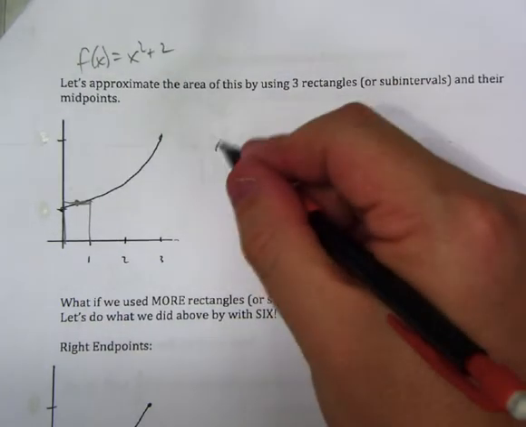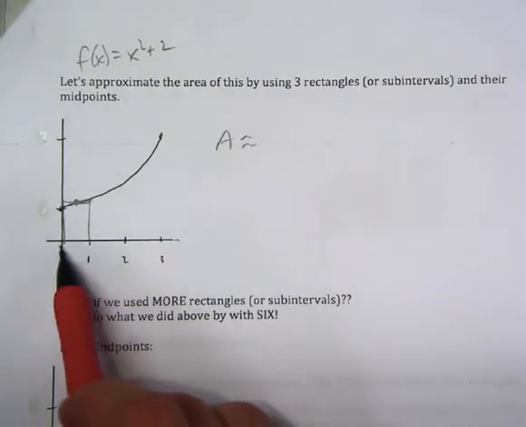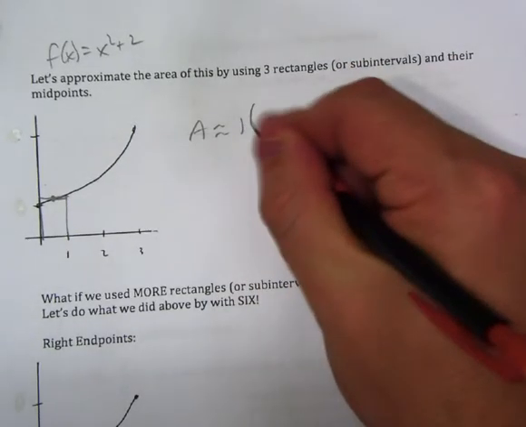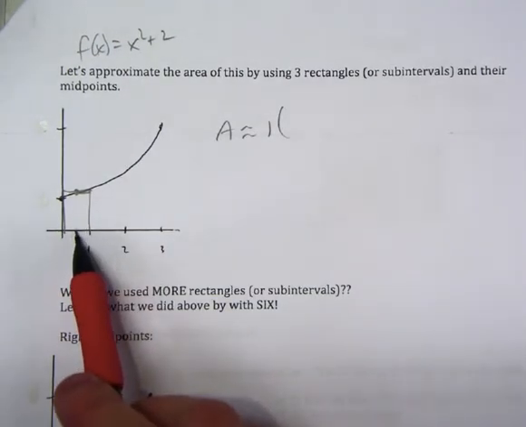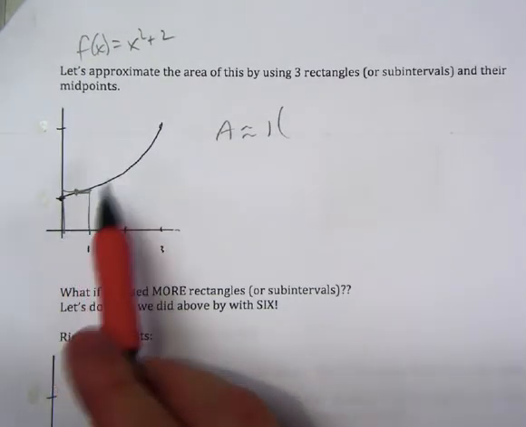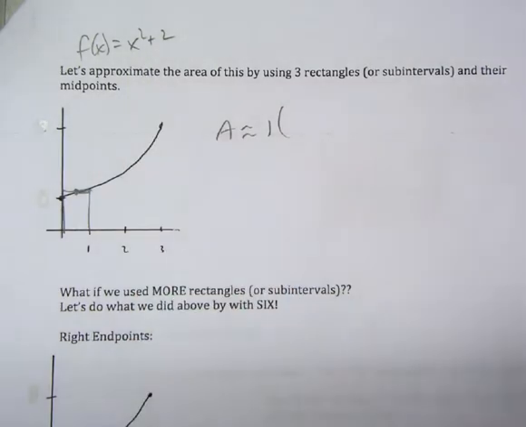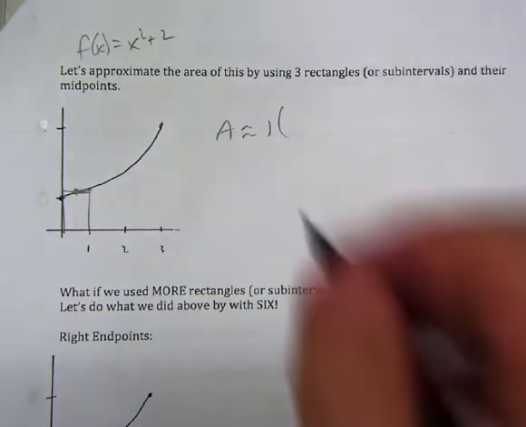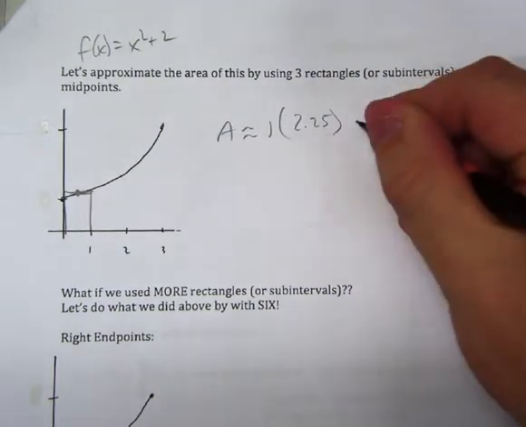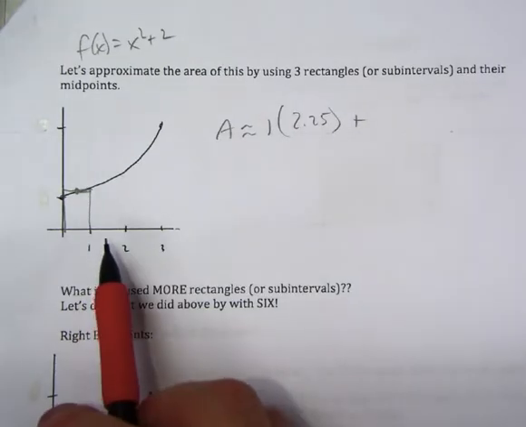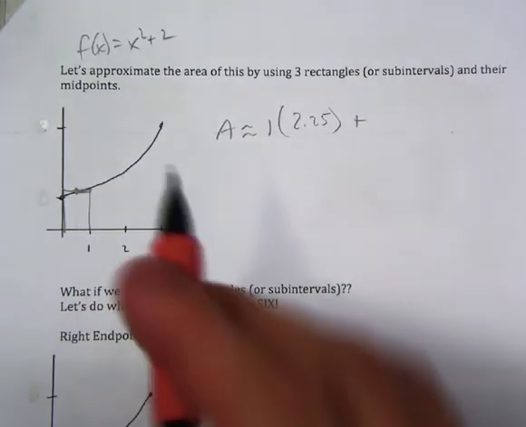So now my area, the width is still 1, but my height is whatever the function value is at 0.5. So I would plug 0.5 into my function and get the height. So that would be 0.25 plus 2, 2.25. Plus, well, now I'm going to draw my second rectangle and hit it at 1.5.